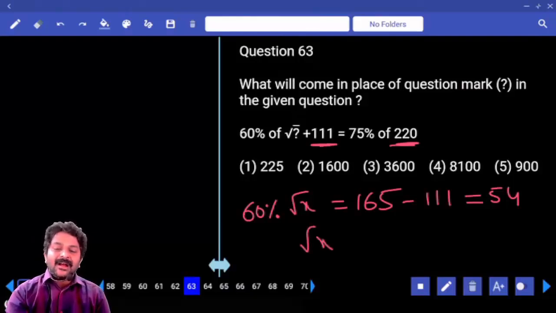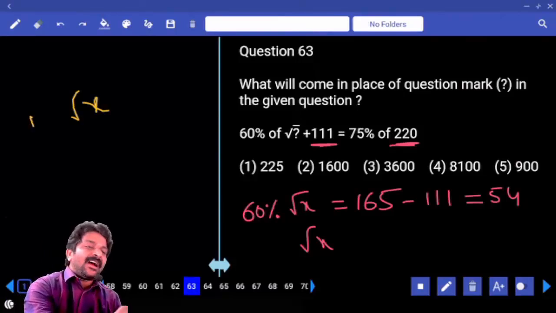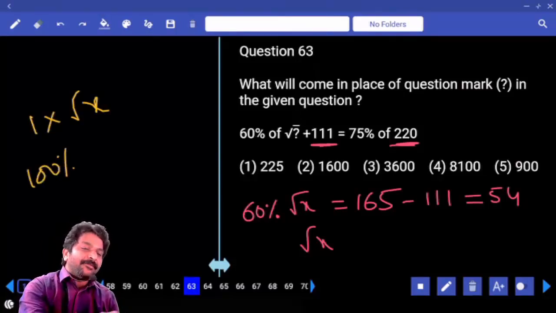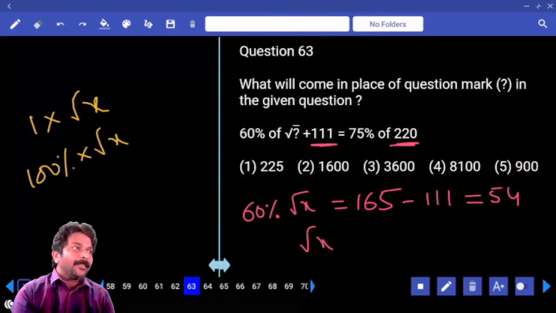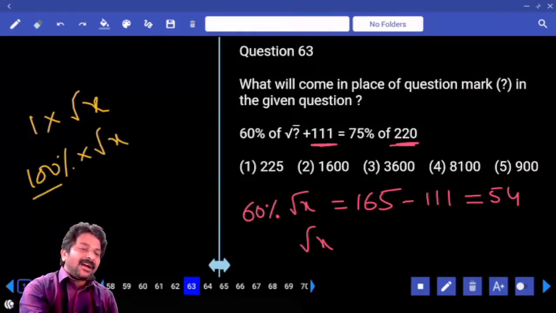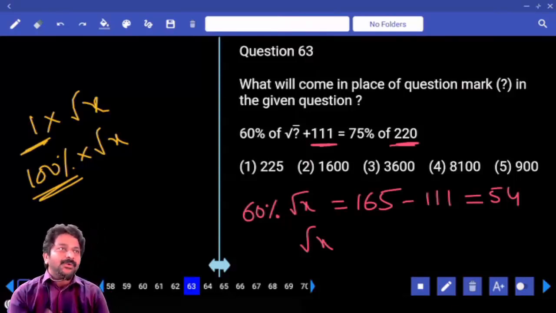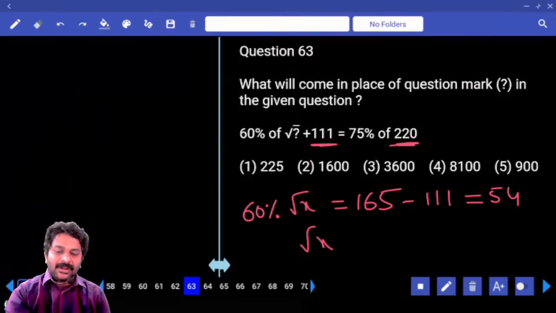Root x or 1 into root x, both are the same. 100% of root x is also the same. All are the same: x or 1 into root x or 100% of root x, whatever it is.